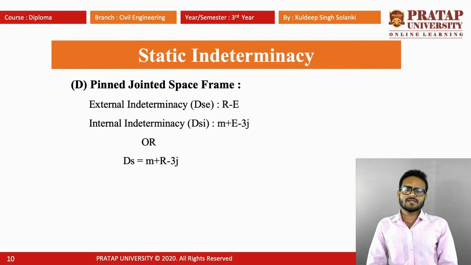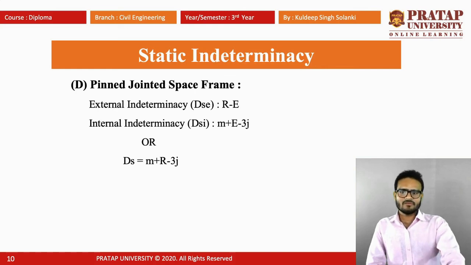Pin joint space frame, it means this is the truss, 3D truss. Pin jointed space frame. External indeterminacy DSE is equal to R minus E, this is the same for all, and internal indeterminacy is equal to M minus E minus 3J, or directly calculated by DS is equal to M plus R minus 3J. This is our formula, remember. Okay, you will remember.